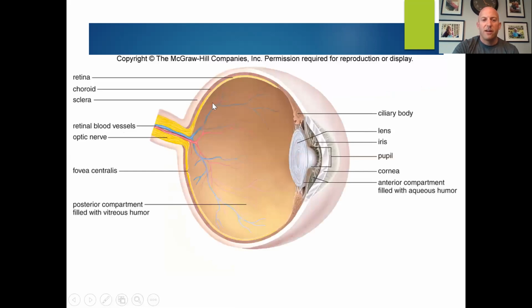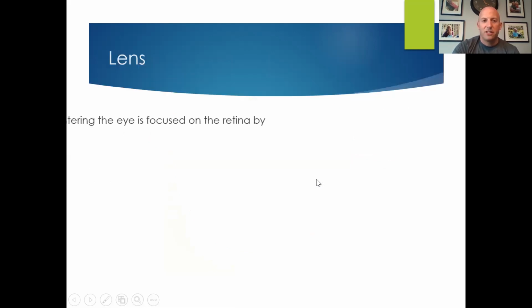Okay, so here's our diagram that we've looked at multiple times. Okay, spend a little time on that. That'll be on your lab sheet as well.